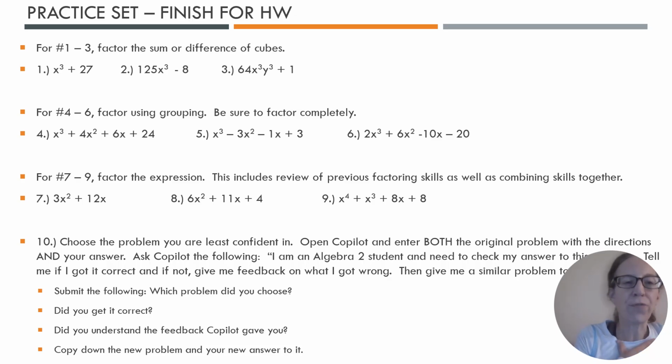For numbers 4 through 6, factor using grouping. Be sure to factor completely. Hopefully I don't have typos in there. I'm sure somebody will let me know if I do. So there you go. Factor by grouping. Now, for 7 through 9, factor the expression. This includes review of previous factoring skills as well as combining skills together.